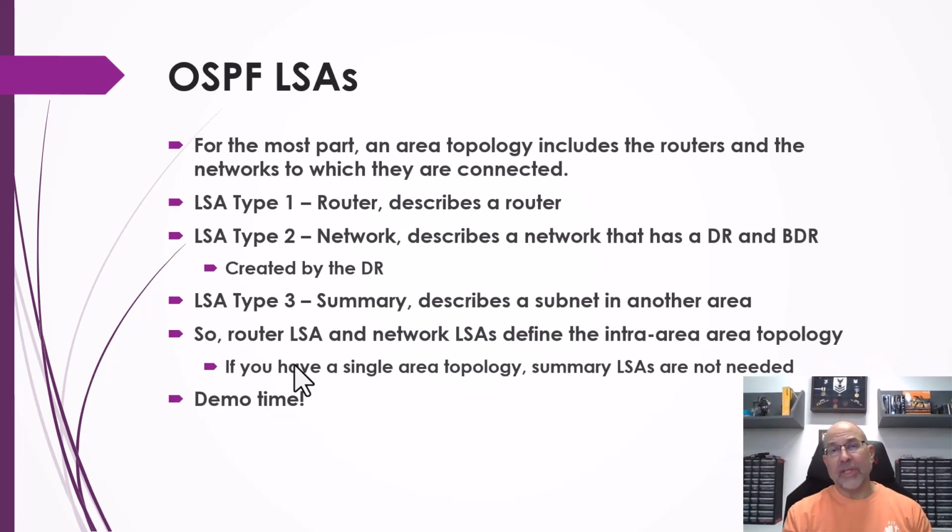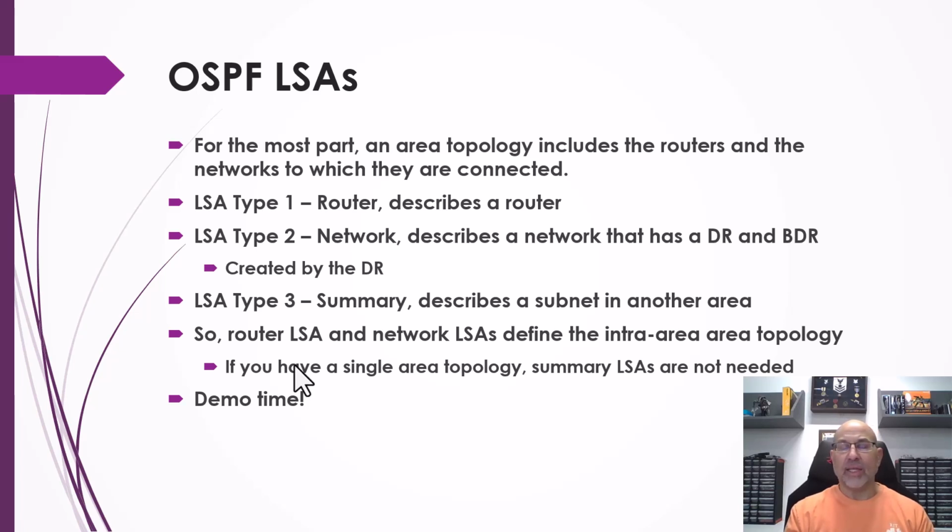All right, the Link State Advertisements. We've mentioned these a couple of times. There are a couple of base types in RFC 2328, that's OSPFv2, but we're only going to talk about three of them today. For the most part, an area is made up of routers and the networks to which those routers are connected. So the two very, very important Link State advertisements that we have are the router LSA, which tells us about a router and all of its connections.